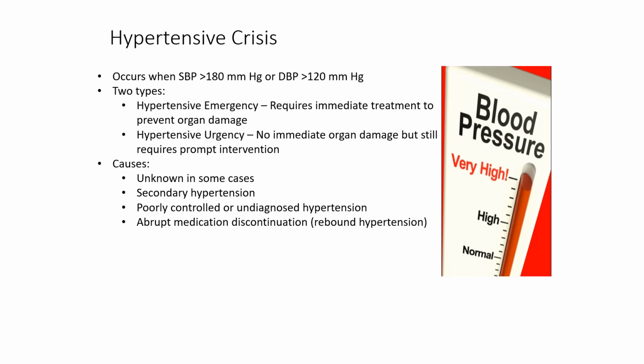This can happen with an unknown cause or with secondary hypertension, but oftentimes it's due to poorly controlled or undiagnosed hypertension, or very often abrupt medication discontinuation. So say a patient wasn't able to afford their medications anymore, they just stopped taking them, they can have what's called rebound hypertension, and it can rebound to these levels that are extremely elevated and emergent to be taken care of.